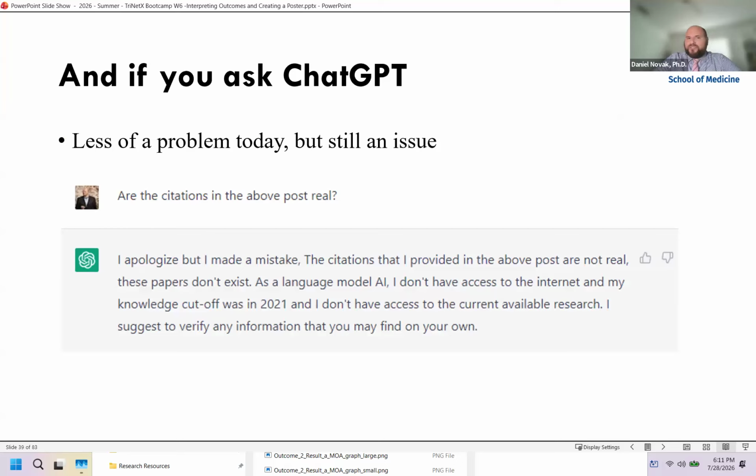And the researchers who developed these technologies are still not 100% sure why it's doing it. It could be that the statistical weight of trying to give you the answer you want outweighs its decision to provide accurate information. So it's less of a problem today, but it's still an issue. And you can say to it, well, wait, none of these citations are real. Go, oh, I'm sorry, I made a mistake. And it'll go and fix it for you.